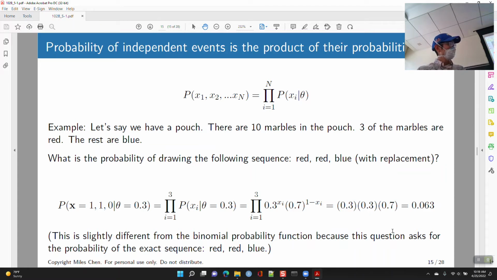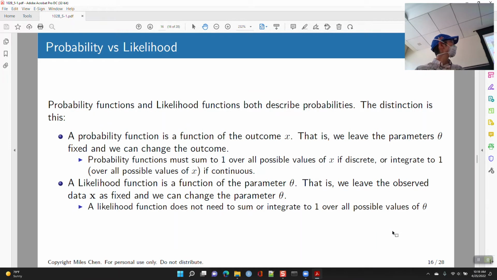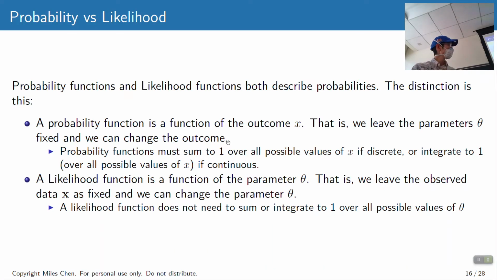When we talk about likelihood, this is the distinction between probability functions and likelihood functions. They both describe probabilities, and a probability function is a function of the outcome x. We leave the parameter theta as a fixed value, and we alter the x. What x could it be?